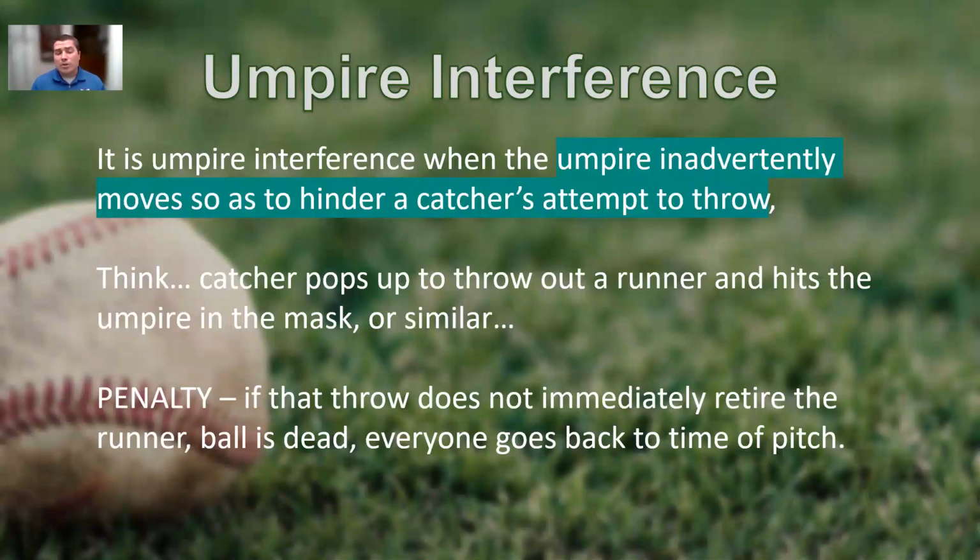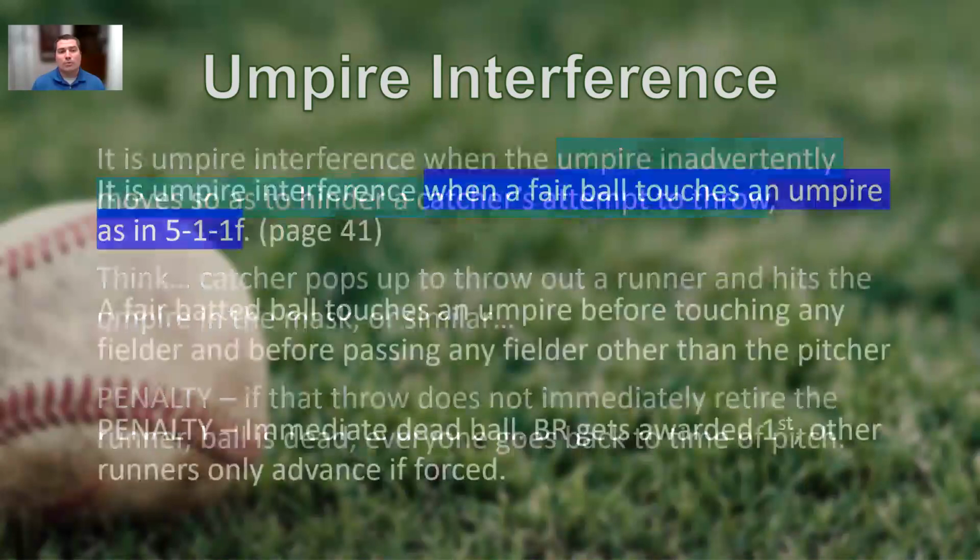And another thing too, if he pops up to you and your interference is so bad that he's not able to even make a throw, guess what? You get to call umpire interference as well. So if that throw does not immediately retire the runner, call time, put the runners back where they were at the time of pitch, and nothing else can happen. Okay, so that's scenario one for umpire interference.